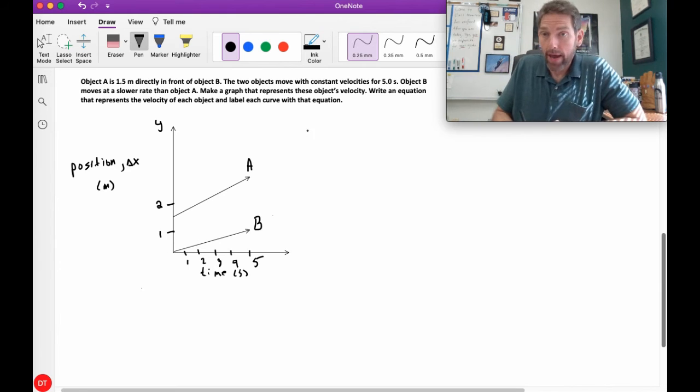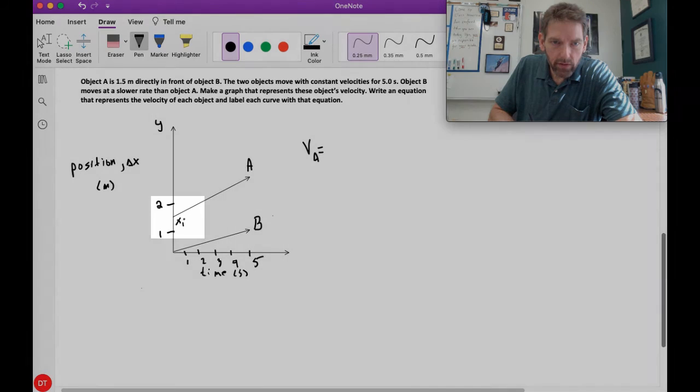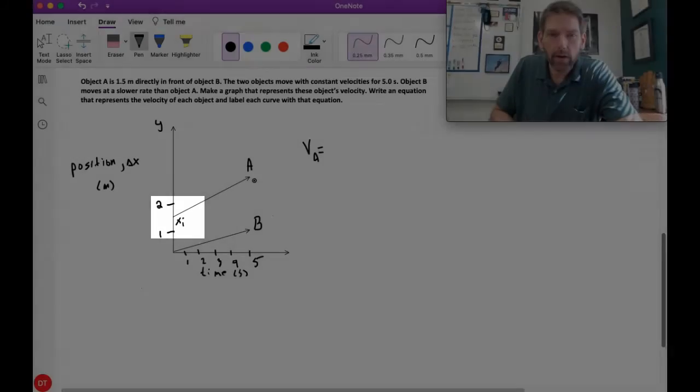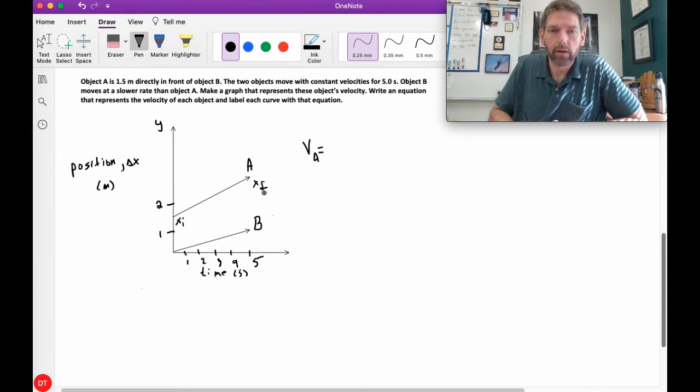So for A, the velocity at A, let's think about this. We know that this is the initial, and we know that this is the final. That was a really ugly x. I'm going to go back and redo that for you. I want this to look good for you. So there is the initial. That's a little bit better. And then there's our final. Oh, now the f looks bad. Looks better now. So there's our final.